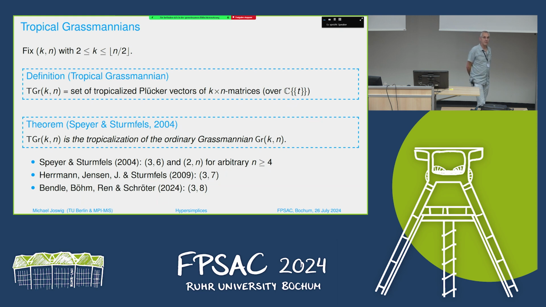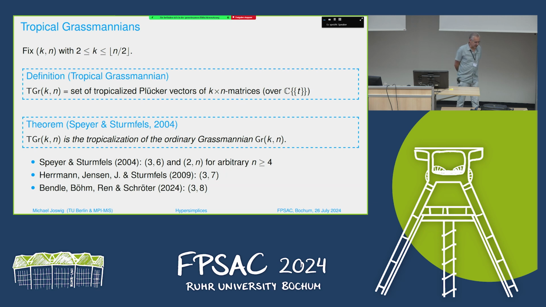It does carry a fan structure which comes from Gröbner bases, but let me sweep this under the rug, so it's not so important for today. And the main result of Speyer and Sturmfels from that paper is that this tropical Grassmannian arises in a systematic way from a known and beloved algebraic variety, the ordinary Grassmannian, which parameterizes the k-dimensional subspaces of an n-dimensional vector space.